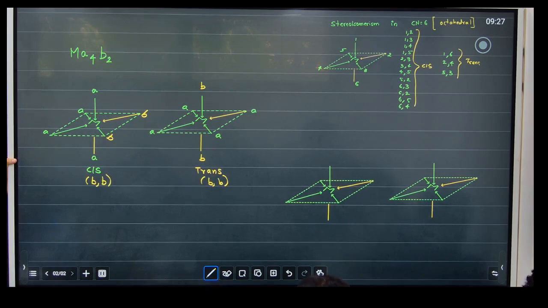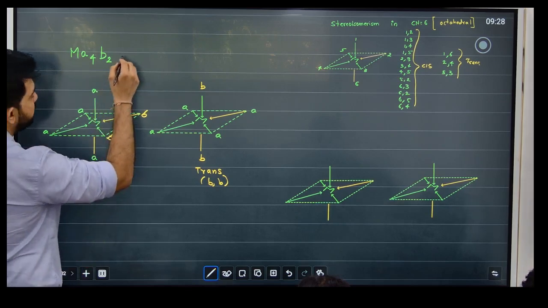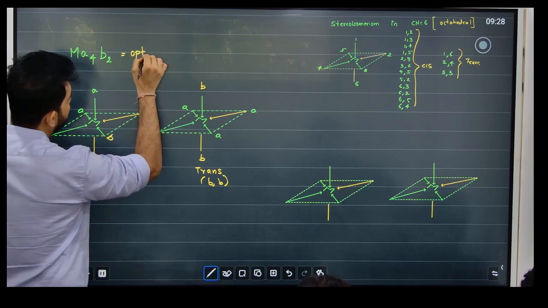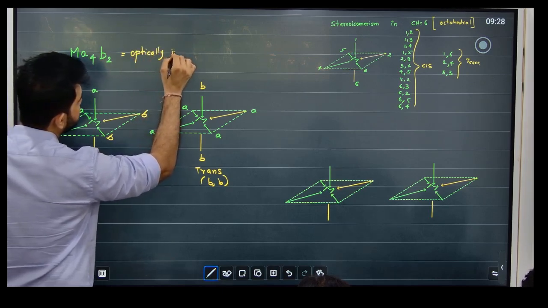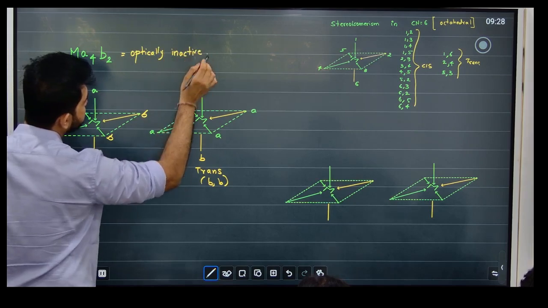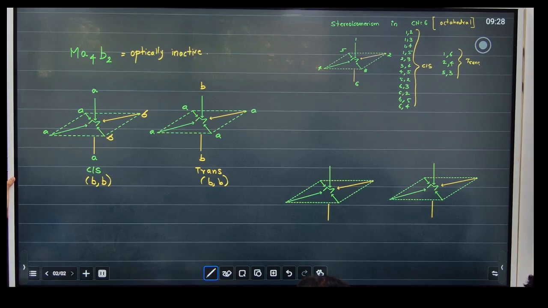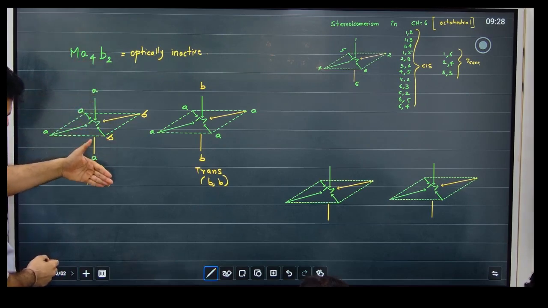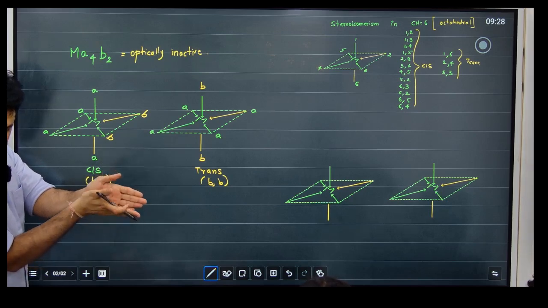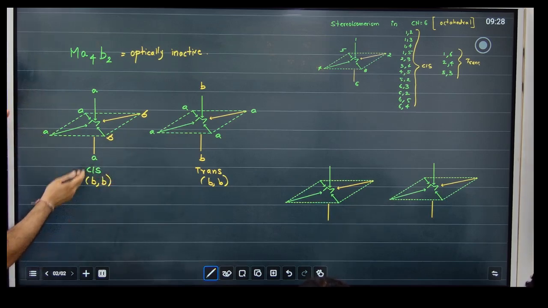So MA4B2 shows two geometrical isomers, one is cis, the other is trans. Also MA4B2 is optically inactive. Why is it optically inactive? Because there's a plane of symmetry available. Can someone tell me in this structure where can I have a plane of symmetry? If I cut this through the middle, then I can simply fold A on A and B on B.